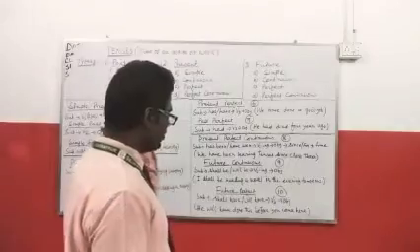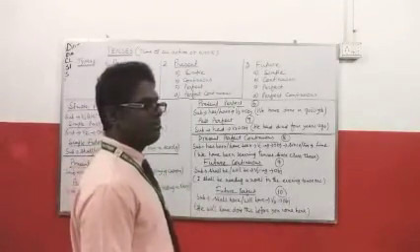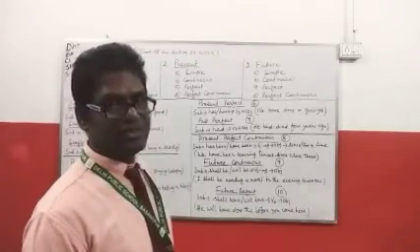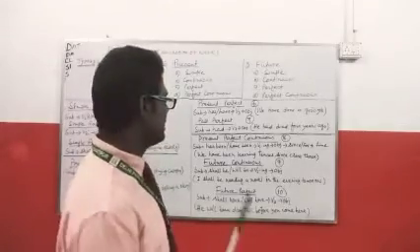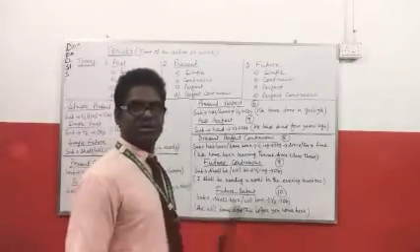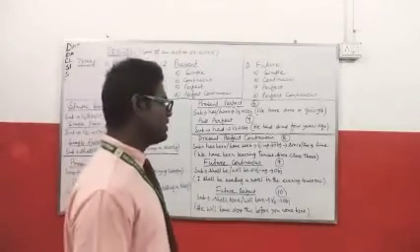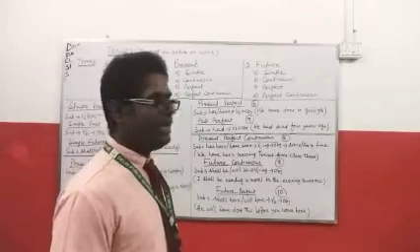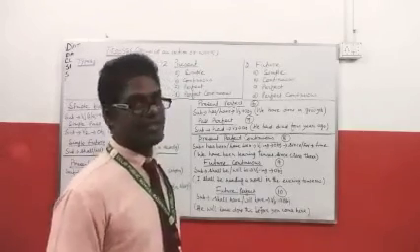Okay. Now, present perfect continuous tense. Perfect means complete. Continuous means running. Now, this is the combination of two tenses, present perfect tense and present continuous tense. Continuous means running, that means ing is added with the verb. And perfect means completed, that means after the subject we must use has or have.